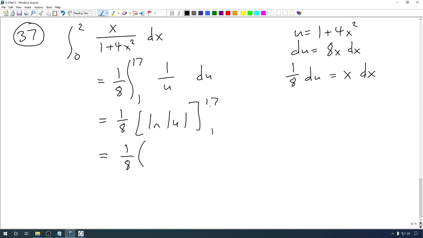Go ahead and plug in 17 first. We have the natural logarithm of 17 minus what we get when we plug in 1, the natural logarithm of 1. There's not too much we can do with the natural logarithm of 17, but the natural logarithm of 1 is always 0.